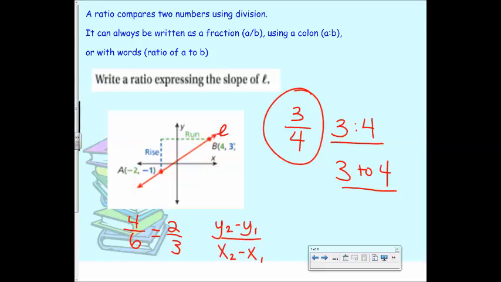All right, so when we're writing ratios, this is the ratio of slope because the y means how much you're going up or down, and the x means how much you're going left or right. All right, again, rise has to go first. So you've got to count how many you go up first.